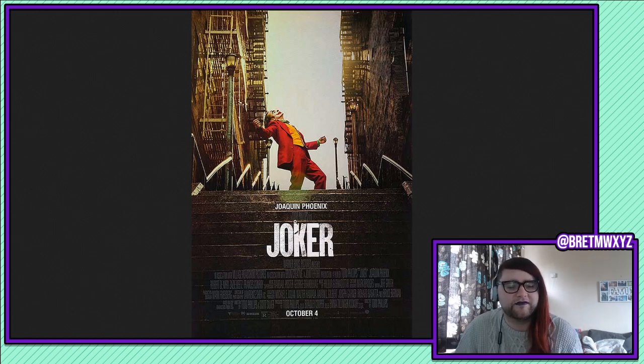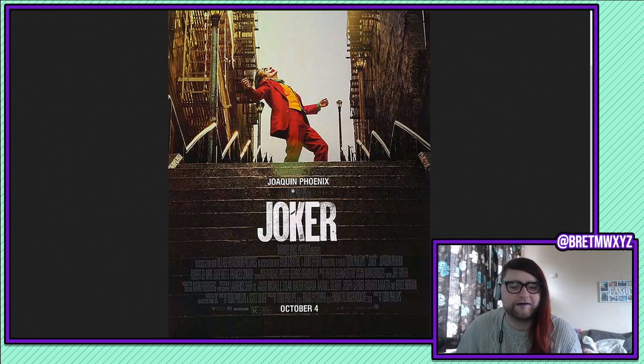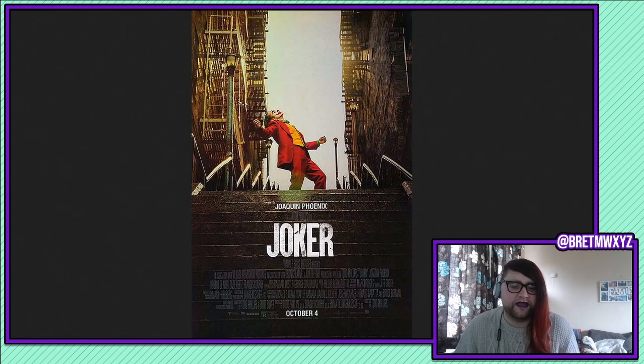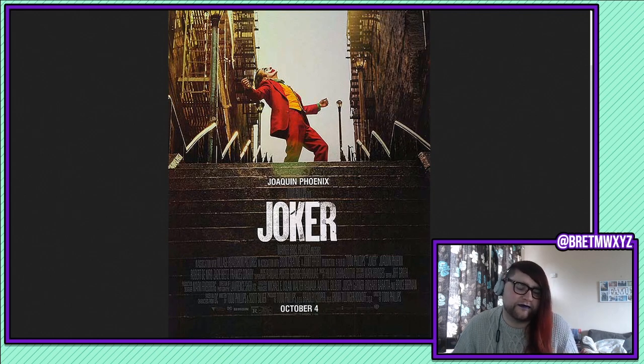Then we've got the very top text-wise of the poster, the name Joaquin Phoenix. They're very much trying to sell it on his name. And then you've got the phrase "Todd Phillips' film" almost invisible on the background of the stairs, because he's made some films that aren't great. So they're trying to sort of bury his name a little bit and bring Joaquin Phoenix's to the forefront.